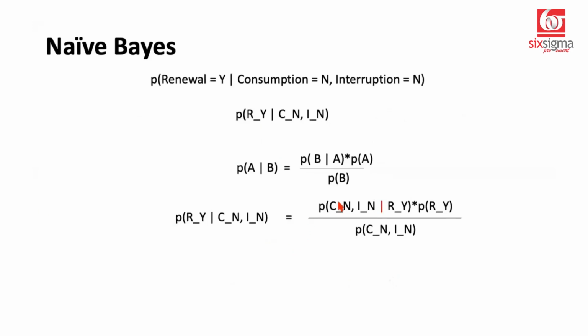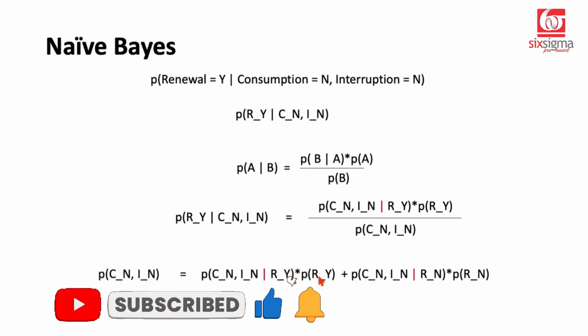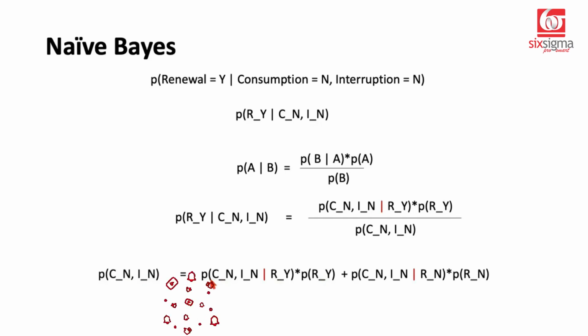Once again, coming back to this piece, this portion is sorted, but we are yet to solve this piece. Now, how do we solve for this? This says we are considering consumption not being usual and interruption not being there in service. Now, this is interesting about Bayes theorem. There's a very easy way to write this expression. If you notice, this piece here is nothing but the same as the numerator. Plus, what are we adding?